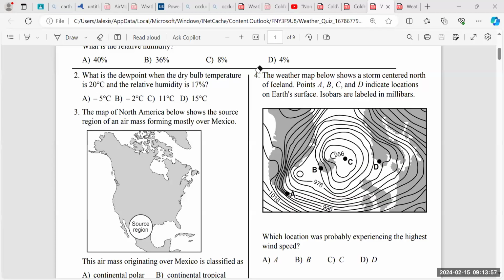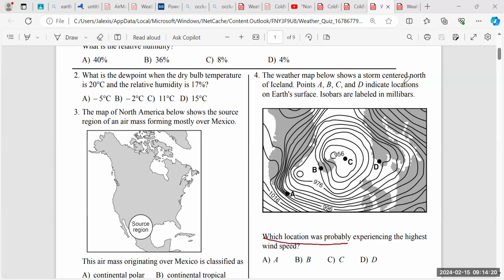All right, number 4. Number 4 says the weather map shows a storm center north of Iceland, and points A, B, C, and D indicate locations on Earth's surface. Isobars are labeled in millibars. So all these lines are measuring air pressure. Keep that in mind. It's measuring air pressure, atmospheric pressure.